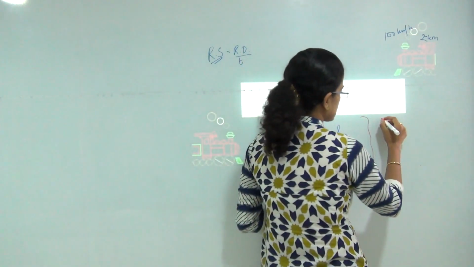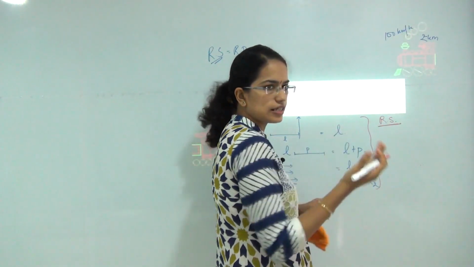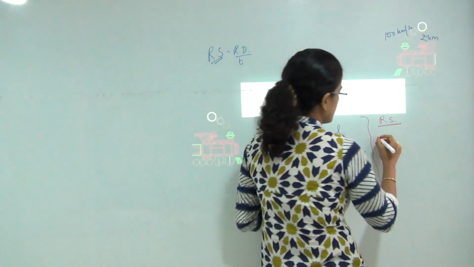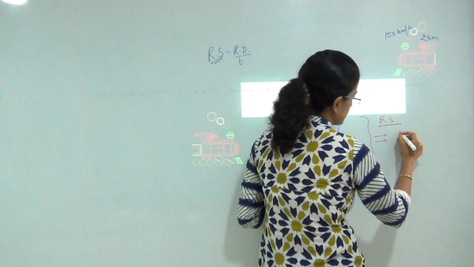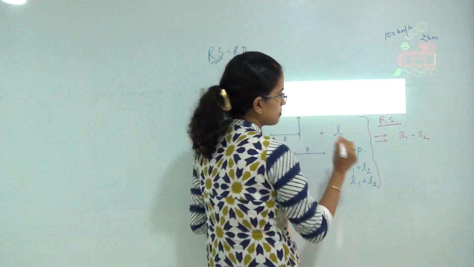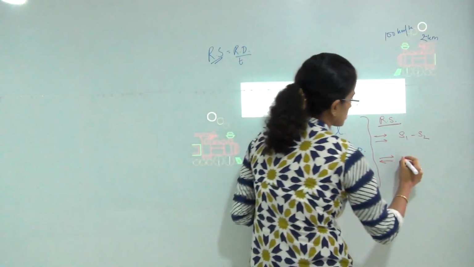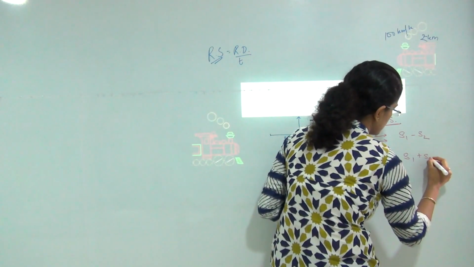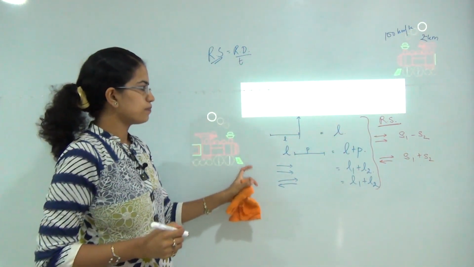The second thing is the relative speed. Relative speed is equal to relative distance by time. In the first case, when the two trains are moving in the same direction, the relative speed would be S1 minus S2, that we have proved from the diagram before. And when the two trains are moving in opposite directions, the relative speed would be S1 plus S2. So these are the basic things that you must remember.